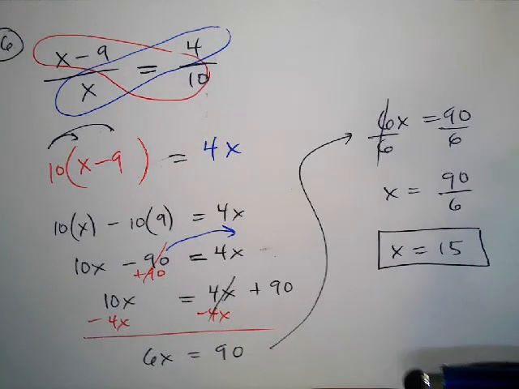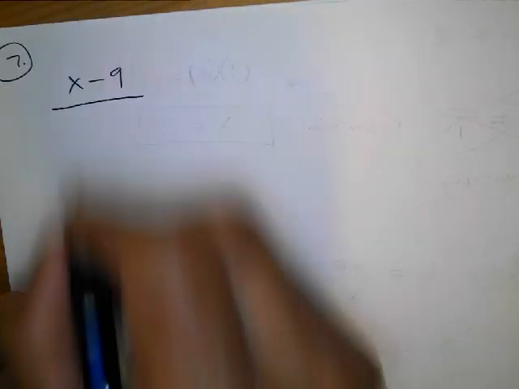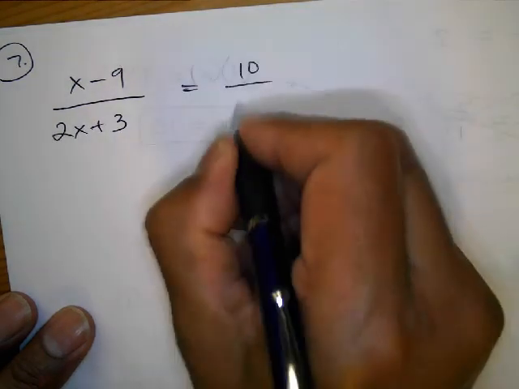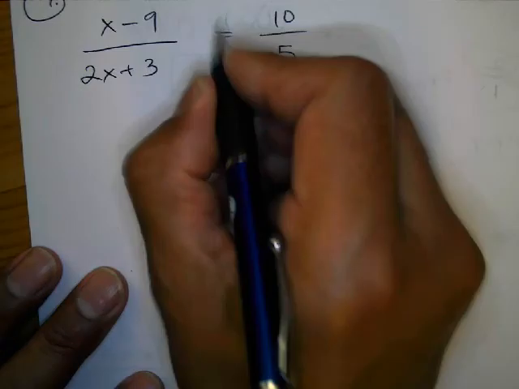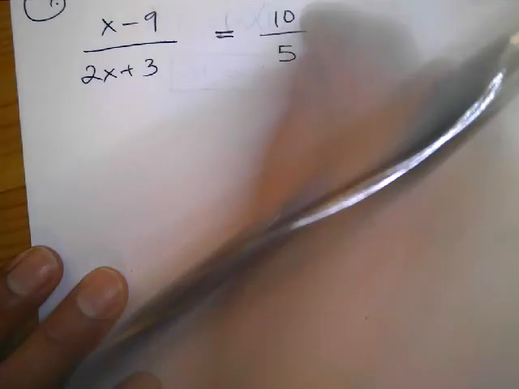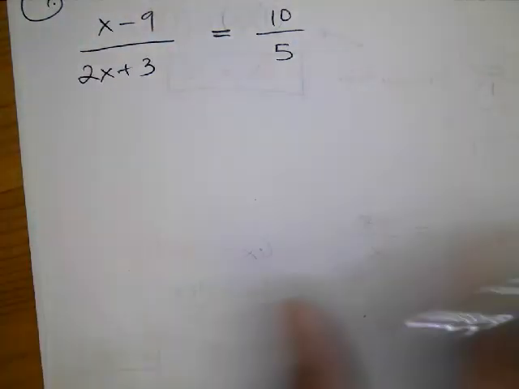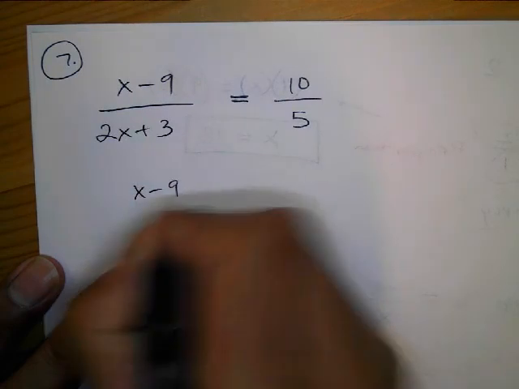Okay, one last one. This is going to be a little bit more complicated, but it's the same concept, the same approach. It's a proportion. You cross multiply. Okay, number 7, last one. How about something like this. This is number 7: x minus 9 over 2x plus 3 equals 10 over 5. This is a proportion. I got a fraction equal to another fraction, or like they say, a rational expression equal to a rational expression. Same thing.